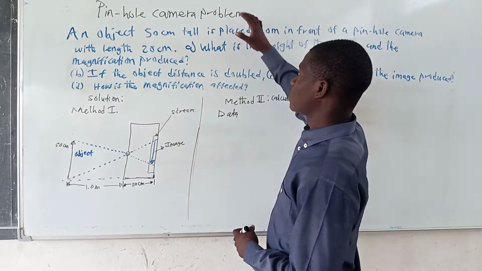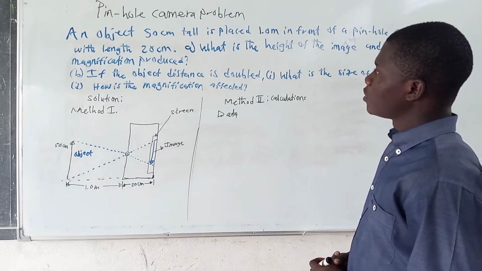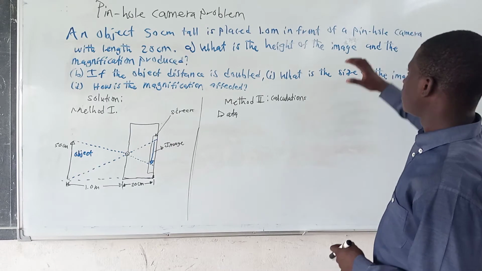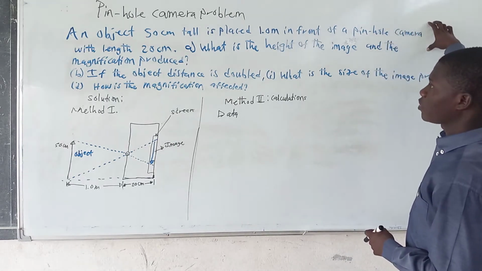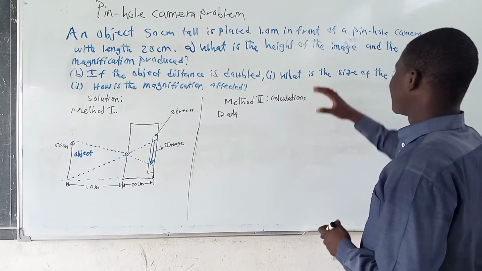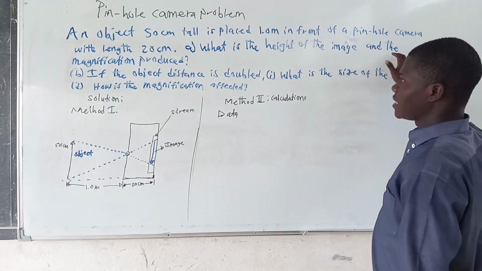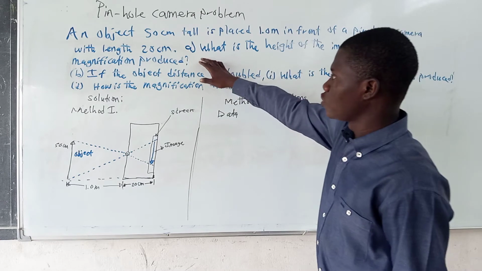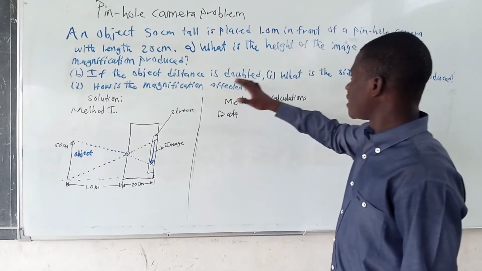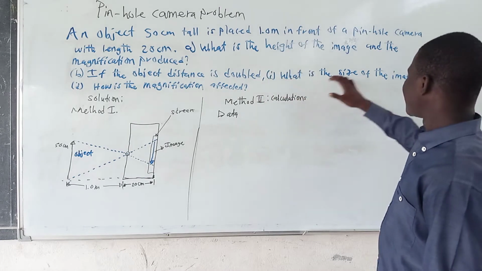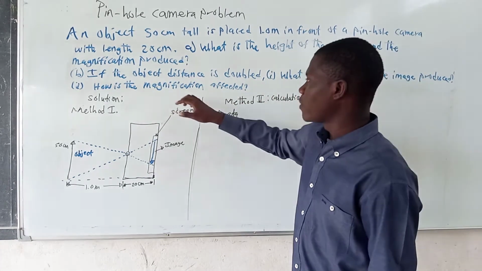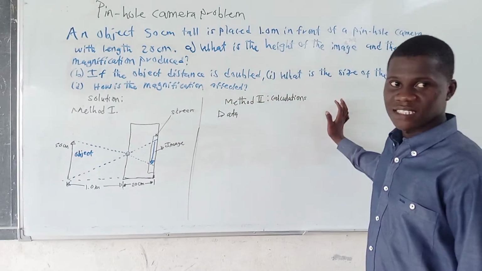Look at the problem on the pinhole camera. An object 50 cm tall is placed 1 meter in front of the pinhole camera with length 20 cm. A: say what is the height of the image and the magnification produced. B: say if the object distance is double, what is the size of the image produced? How is the magnification affected?